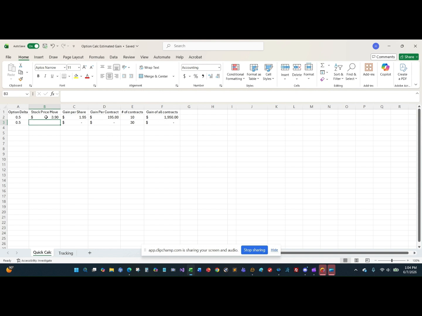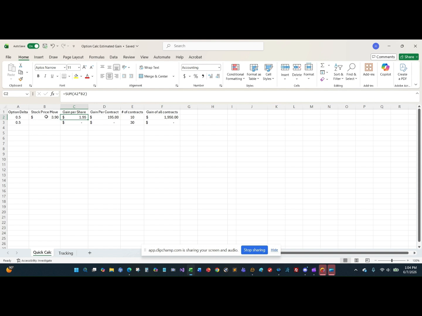The next is the price move. Then it's the gain per share. And what am I doing here? I'm taking this delta and I'm multiplying it by the price change. And that's what that delta is. That's what it represents. It's telling you how much the contract price is going to change based on the change of the stock price movement.